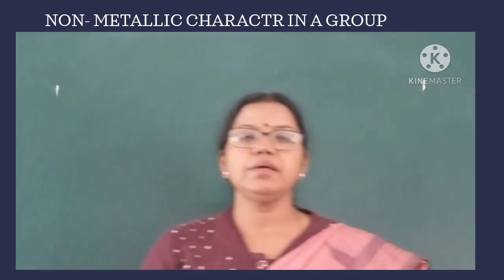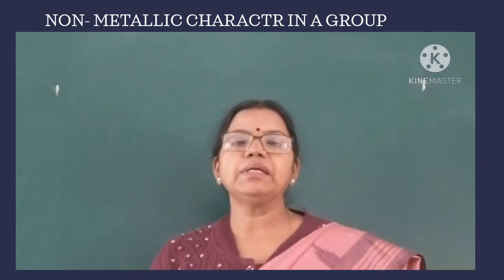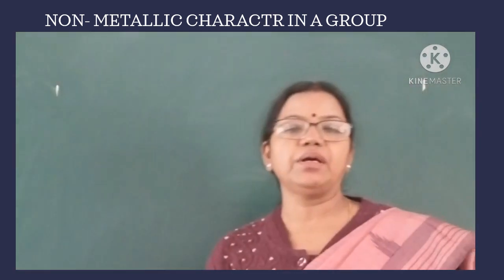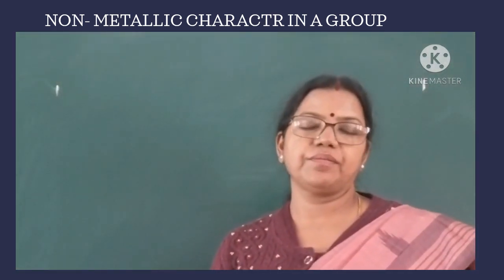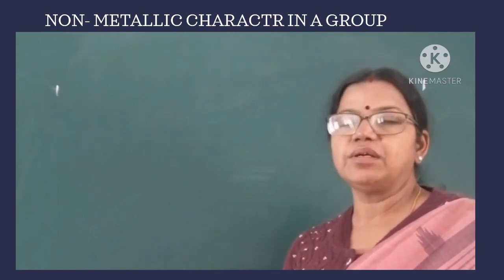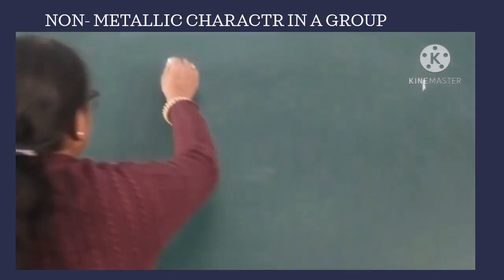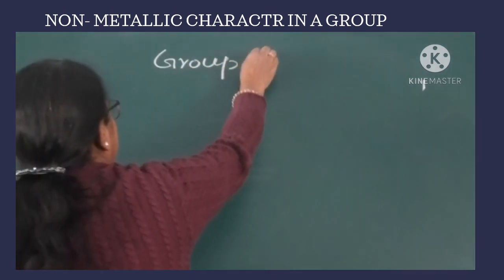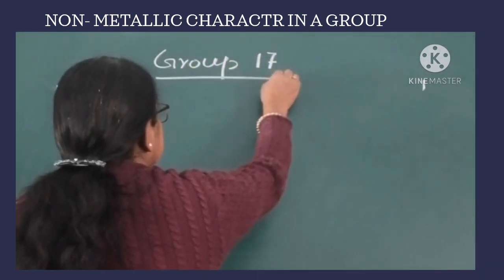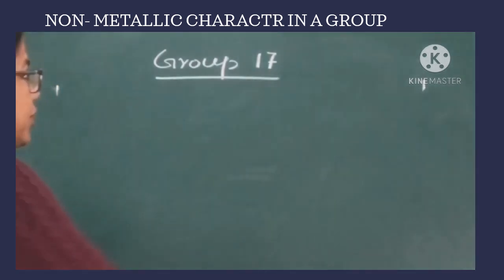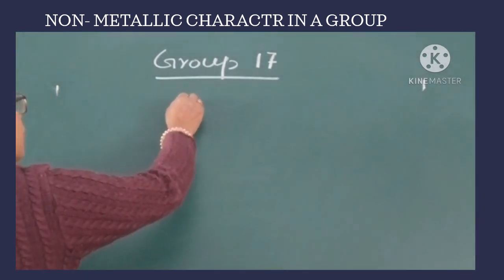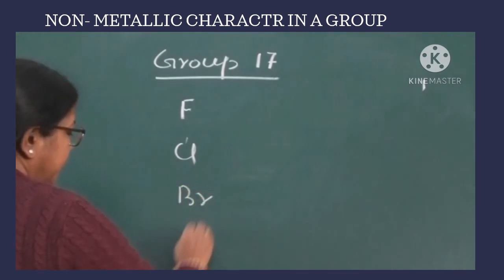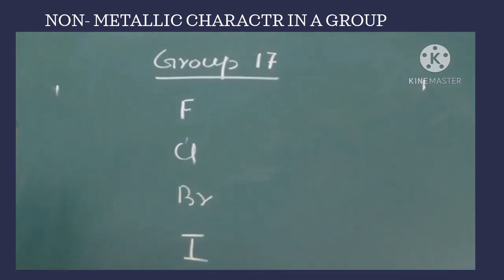Non-metallic character down the group. Children, the non-metallic character from top to bottom in a group decreases. Let me explain this through the example of group 17 elements. The elements belonging to group number 17 are fluorine, chlorine, bromine, iodine. I am taking up to this.